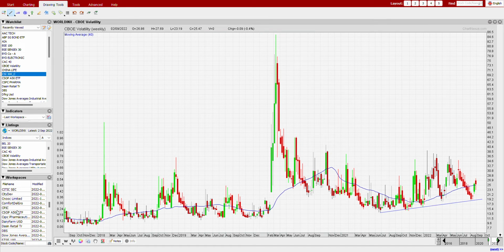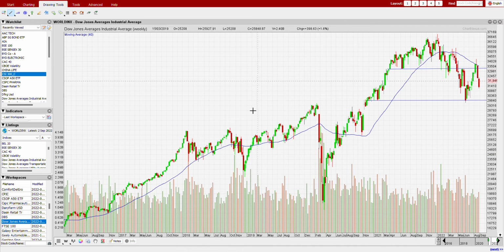Okay, I'm going to take a look at a few global indices ending for the week of 2nd of September. I'm going to start off with the Dow Jones average. Okay, the Dow Jones average, if you look at it, it actually confirmed that we are seeing a major downtrend in the Dow Jones average.